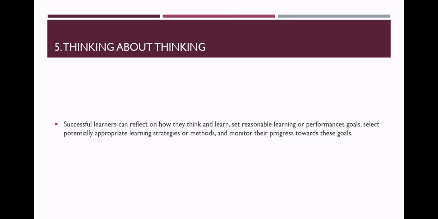So let's proceed to the next principle, the fifth principle, thinking about thinking. So successful learners can reflect on how they think and learn, set reasonable learning or performance goals, select potentially appropriate learning strategies or methods, and monitor their progress towards these goals. So it means that the learner must be aware of themselves, so they would know where they lack and where they are abundant.